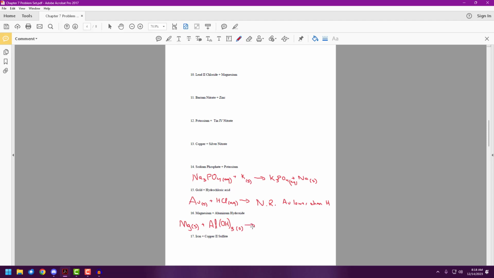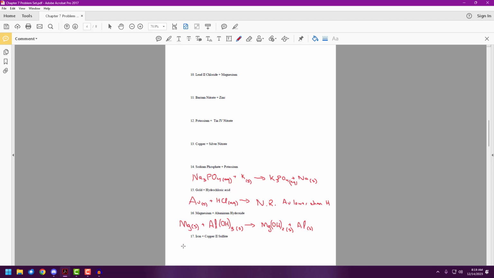Our reaction arrow, now we check, is magnesium more reactive than aluminum? Yes, magnesium is more reactive, so it's going to replace aluminum, which means we're going to have magnesium with hydroxide. Magnesium is +2, hydroxide is -1, means Mg(OH)2. And then aluminum is going to go off on its own, Al. Aluminum is obviously a solid. Magnesium hydroxide, we looked that up on the solubility chart, and we see that magnesium hydroxide is also a solid. So this is the replacement for number 16.